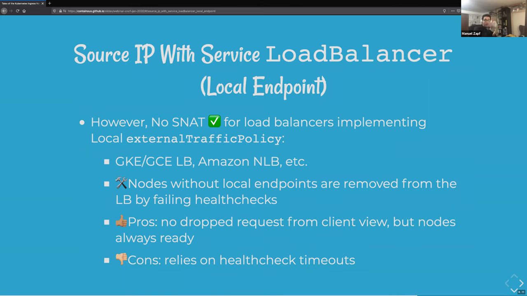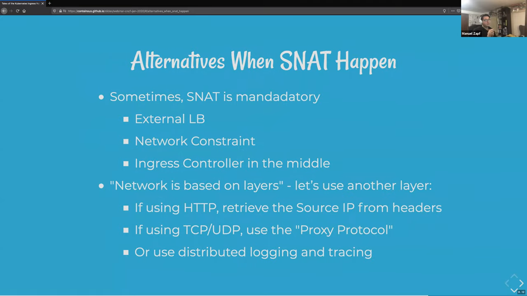What we already know is that sometimes source NAT is mandatory. Sometimes you just can't evade it. Usually it happens with external load balancers, as we just heard. Also, there can be network constraints that force SNAT to happen. Or for example, in case of an Ingress controller in the middle, because there's another component which does the job of routing. And you might also need to forward requests to other nodes and so on. So we have the same problem again.